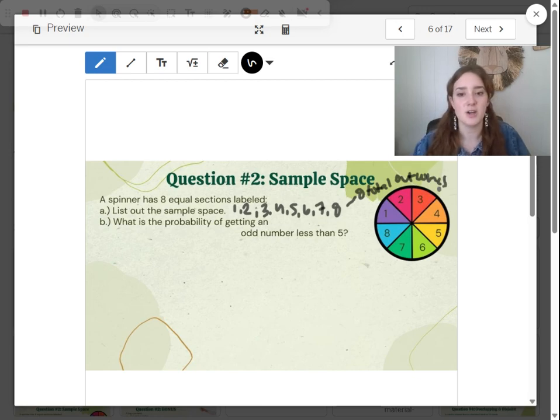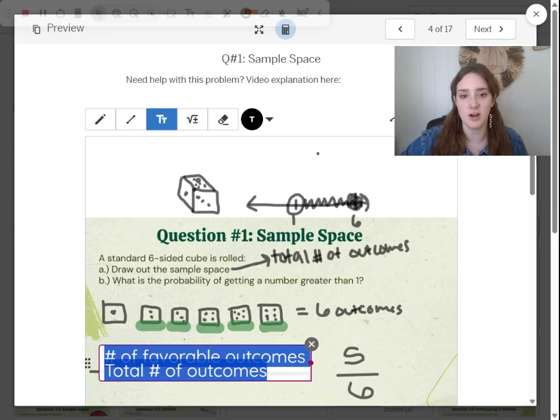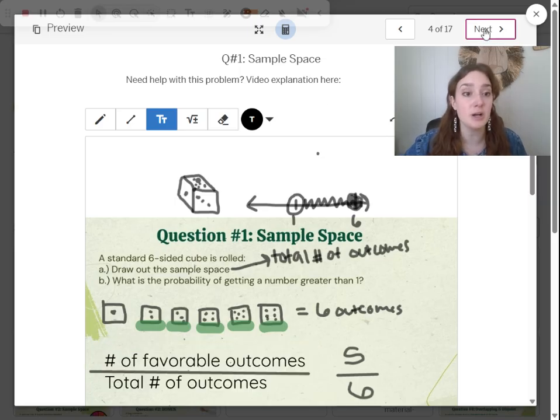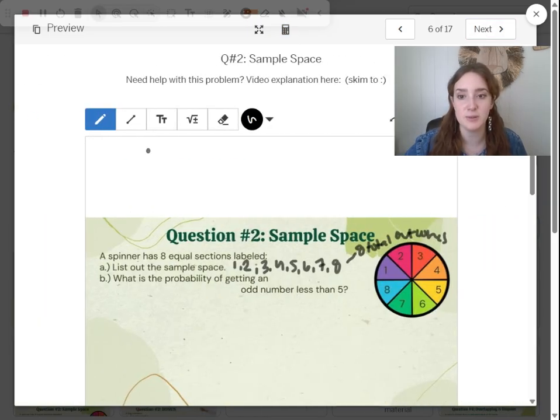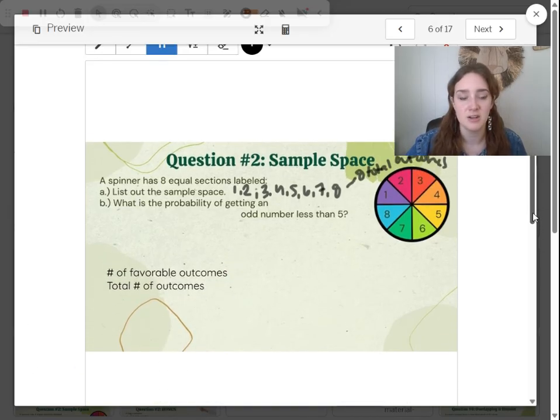8 total outcomes. What's the probability of getting an odd number less than 5? So again, because I'm a little lazy and I already wrote this out, I'm just going to copy and paste, which you are welcome to do also on your end. You don't have to rewrite it every time. If you have it on another slide, it's the beauty of Desmos. We can go back.